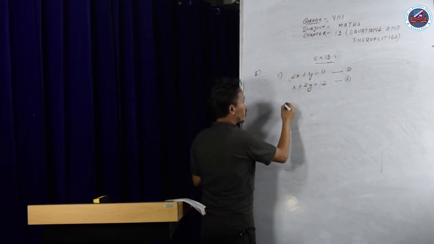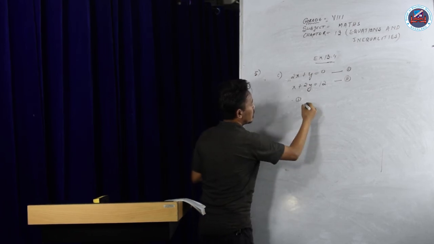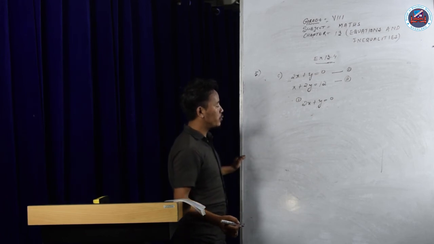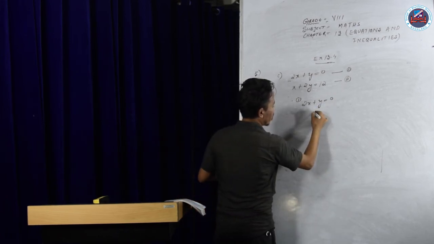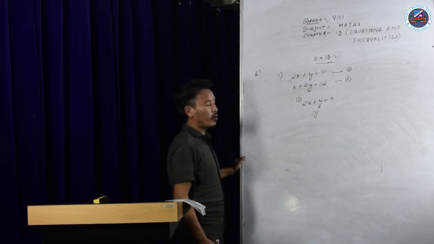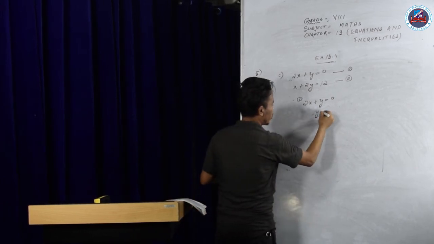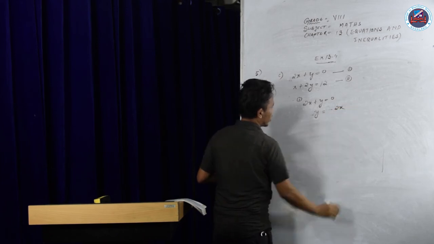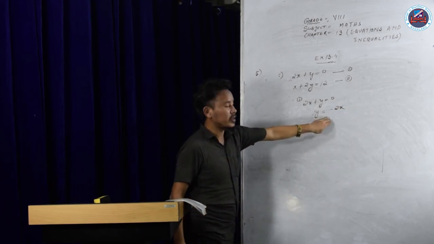That is equation number 1. Equation number 1 is 2x plus y equals 0. So what I want to do here is keep y equals plus 2x. If I take it outside, it becomes minus 2x, right? So now I've got the value of y equals minus 2x.